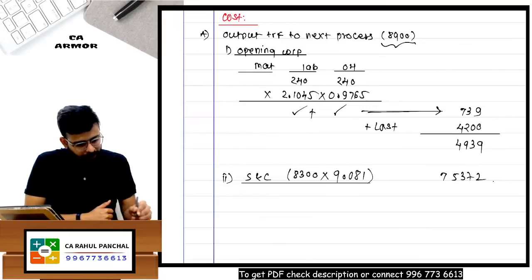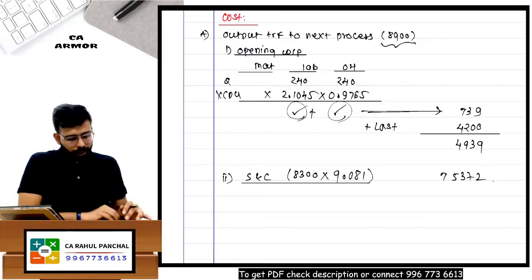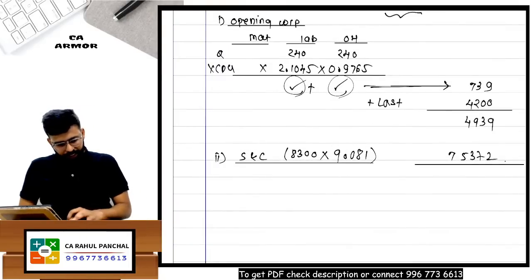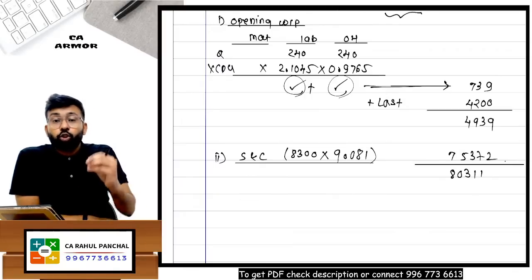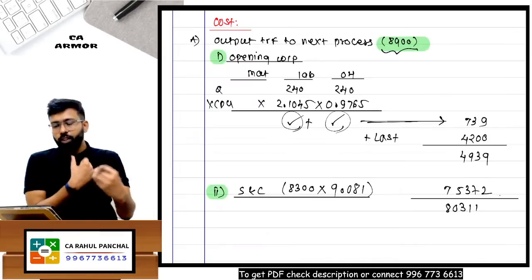Multiply these two. This is your quantity, this is your CPU. Multiplying this, you got two values and both values are added and then you got 739, which is incurred in the current period. Now if I add 7939 plus 75372, you get 80311, which is the total cost incurred on these 8,900 units, which had two parts, one from opening WIP and one from this. That is the value, 80311.